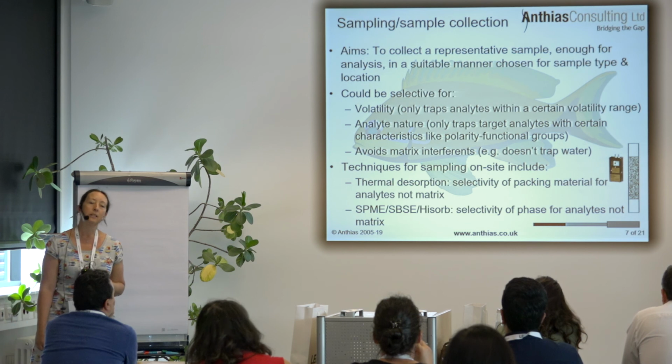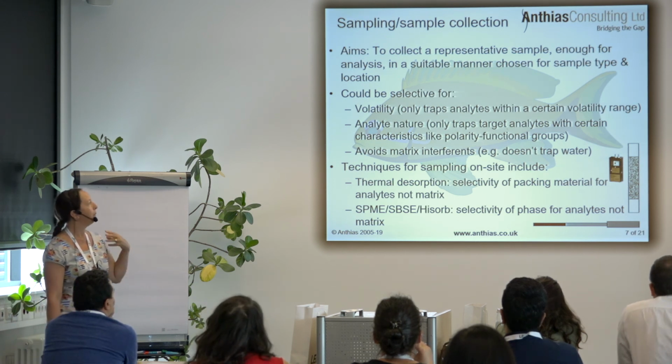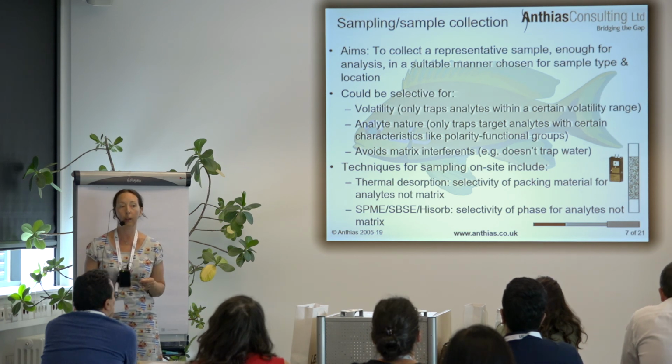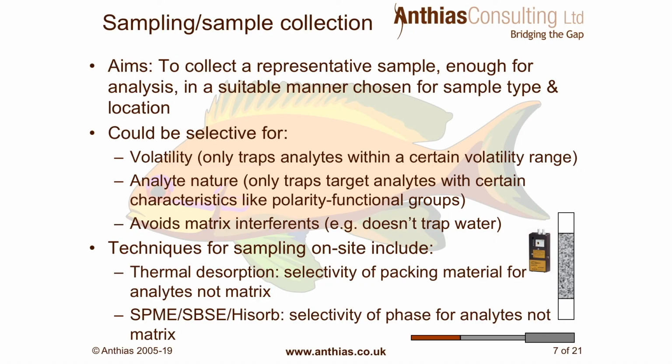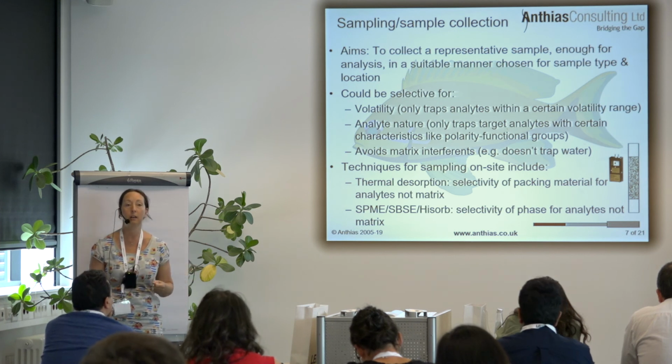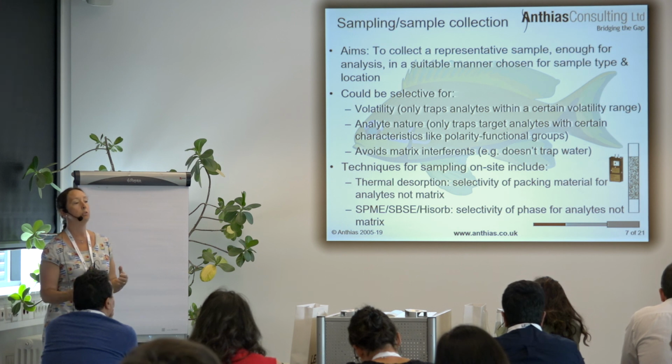Now, when we're bringing in selectivity in this area, we could be thinking about being selective for the volatility of the analytes that we want to analyze with our instrument. So it could be you're selecting a technique which will only trap our target compounds and leave behind the matrix that we're not interested in. We could be thinking about the analyte nature, so it only traps those with particular functional groups, for example. It could be that we're avoiding matrix interferences. So, for example, we are doing air analysis and we're choosing a sorbent which will trap the compounds of interest, but the water that we're not interested in is not being trapped because we're choosing a hydrophobic sorbent.